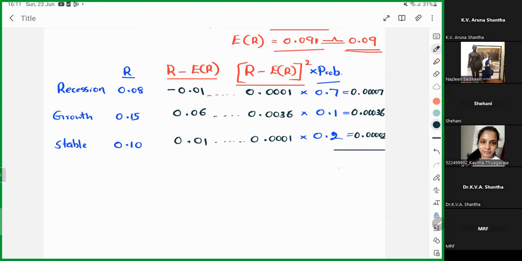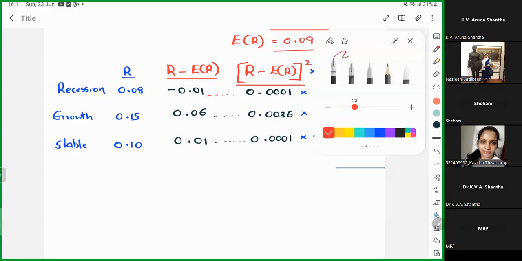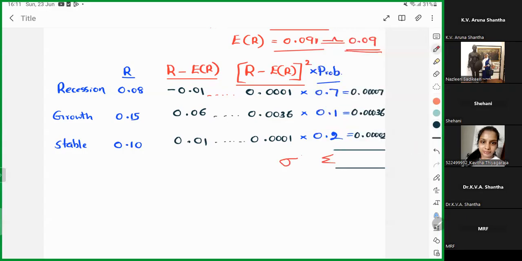Then get the total. Sigma. Total. That is the variance. How much? Total? 0.00043. Is it 43? Yes, sir. Right. So that is the variance.